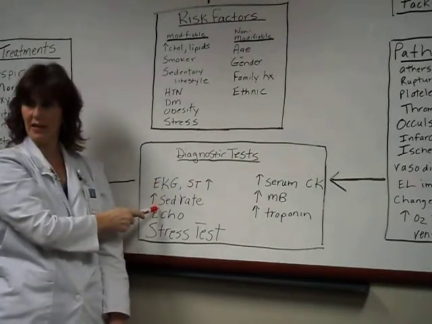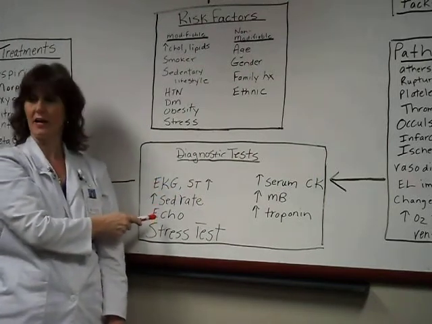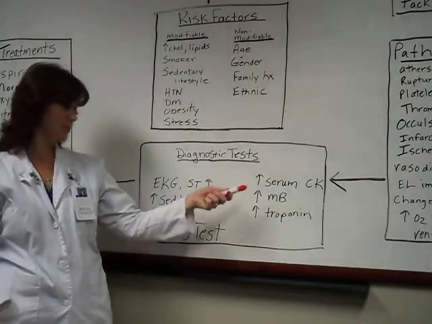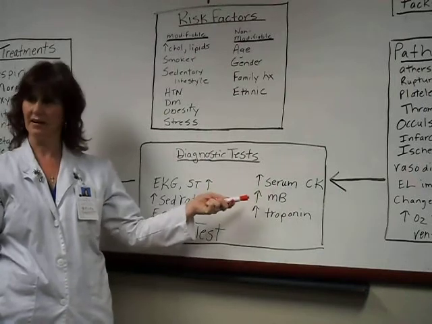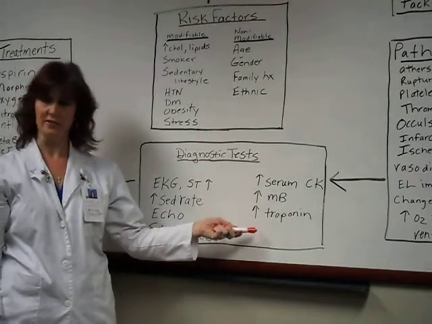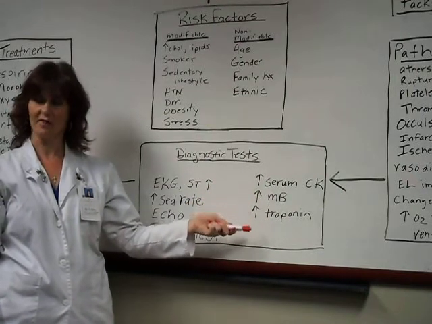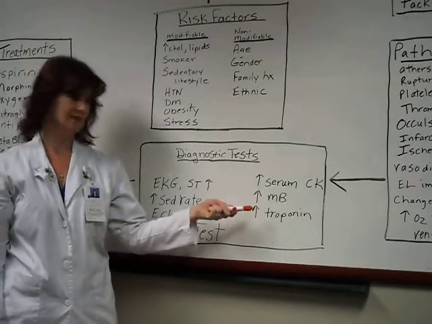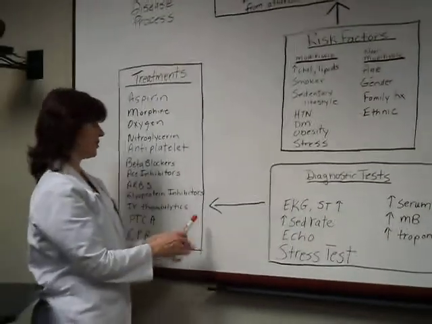Their sed rate will be elevated. We may do an echo or a stress test. We will do cardiac enzymes, which include the serum CK, the MB, and the troponin. These may not initially be elevated, but we will watch them over time and they will elevate when an MI is present. From here, then we look over at the treatment for an MI.